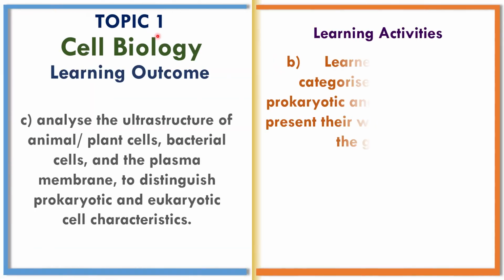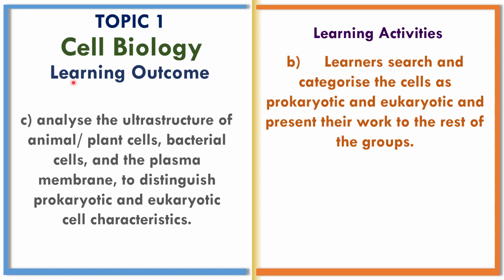Thank you for participating in Topic 1, Cell Biology Learning Outcome C. Analyze the ultrastructure of animal/plant cells, bacterial cells, and the plasma membrane to distinguish prokaryotic and eukaryotic cell characteristics. Our learning activity was B. Learners search and categorize the cells as prokaryotic and eukaryotic and present their work to the rest of the groups.